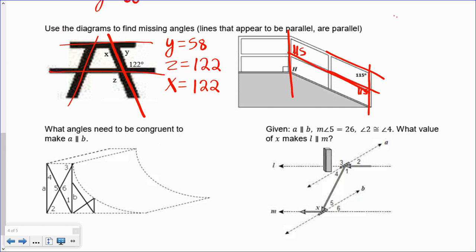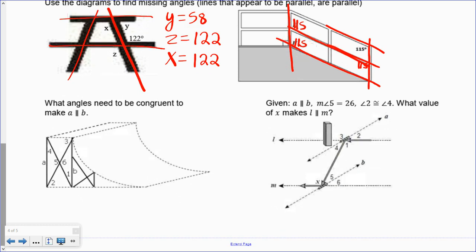And so then what would H be? 115. It's also 115 because it's corresponding to E. So you can jump across the shape if you have all those parallel lines. You can skip over this middle one and just jump across the picture, as long as you're using a valid relationship. So E and H are both 115.